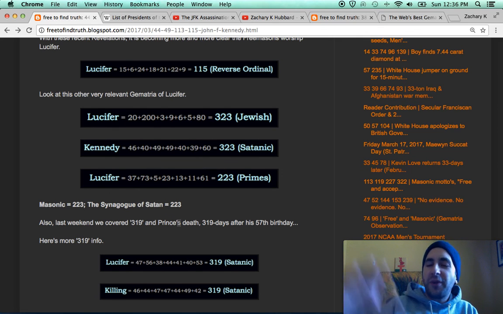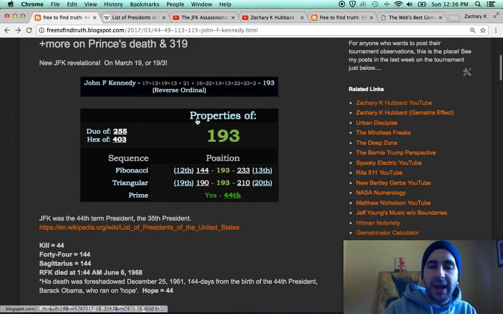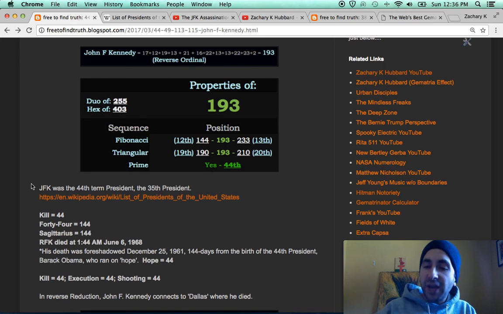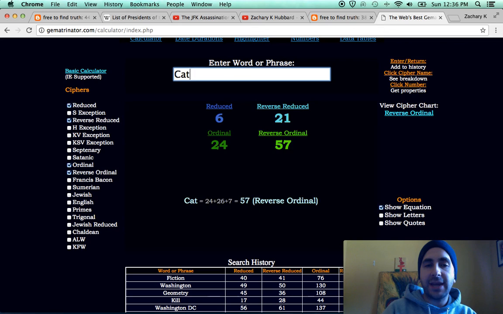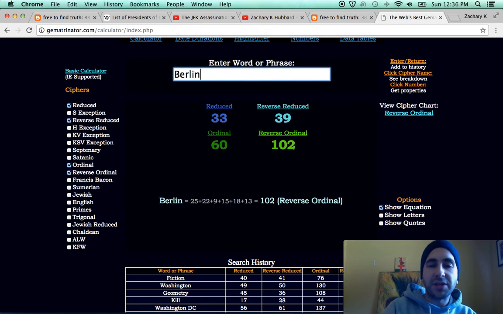In case you're new here, we don't want to go too much off the path. I just want to focus mostly on where we began. The 193, the significance of 44, people dying all throughout history by the number 44. JFK was the first Catholic president, the only Catholic president to date. Catholic has Gematria of 35. JFK gave his speech at the Berlin Wall. Just got to show you that Berlin's 33.